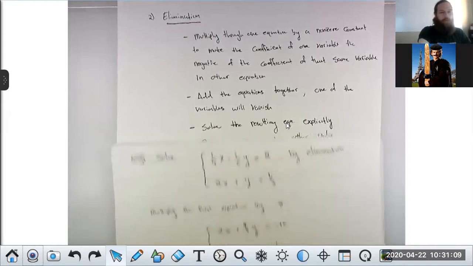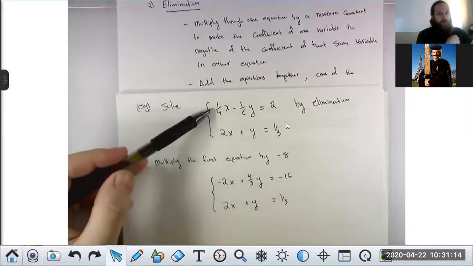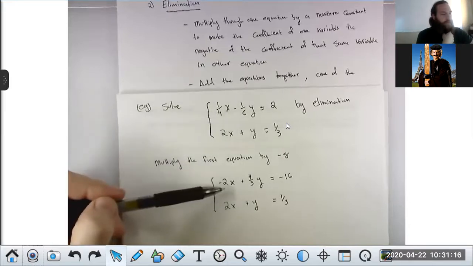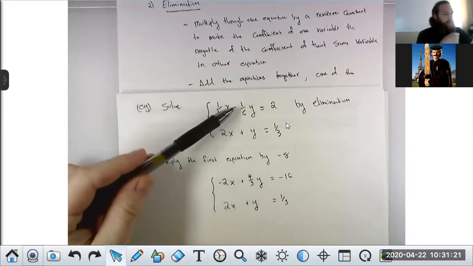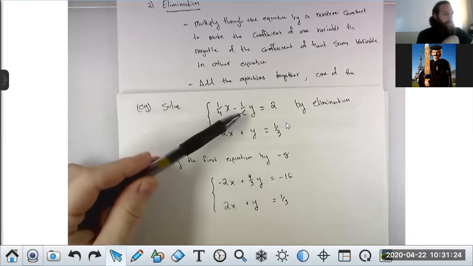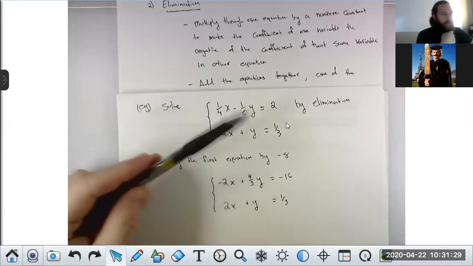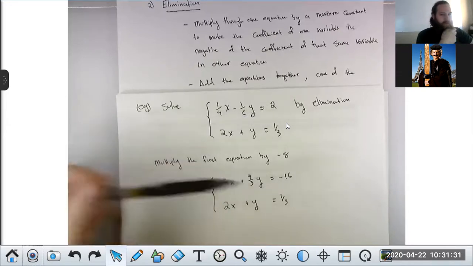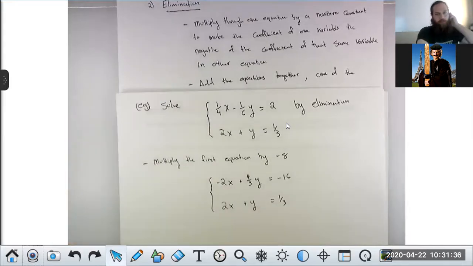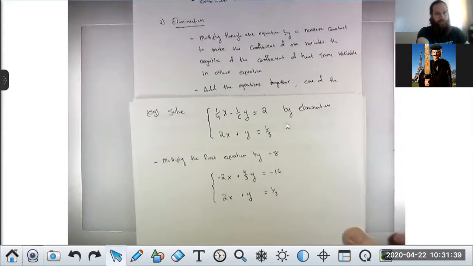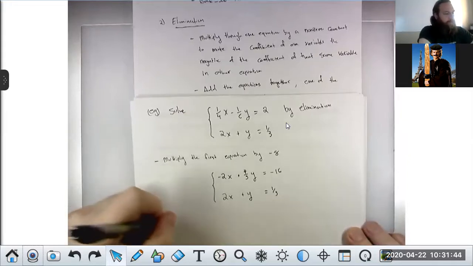So if I multiply through that first equation by negative 8, this is what I get. Negative 8 times positive 1/4 is negative 2, right? 8 over 4 is 2. Negative 8 times negative 1/6 is positive 8 over 6. Divide top and bottom by 2. That's the same as positive 4 over 3. And negative 8 times 2 is negative 16. So this is what my system looks like after that first step. And now I add the equations together.